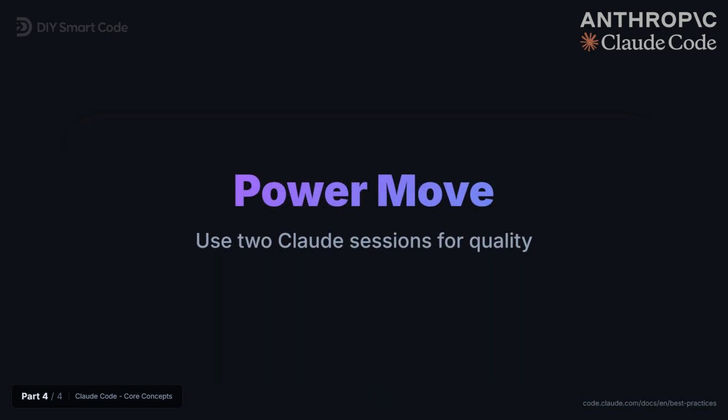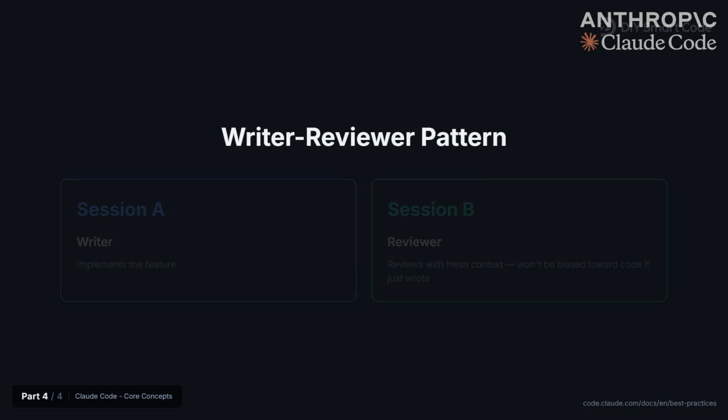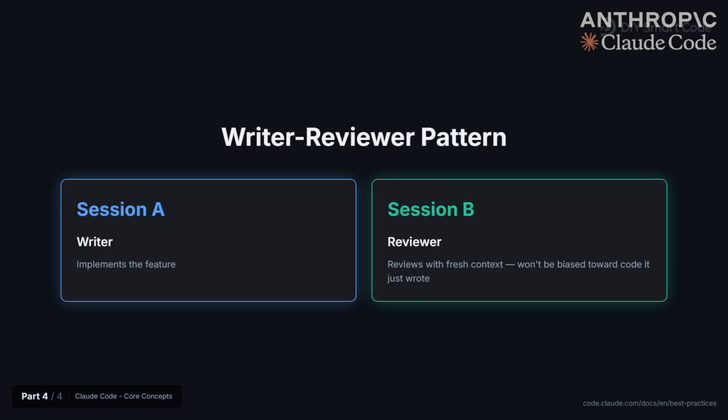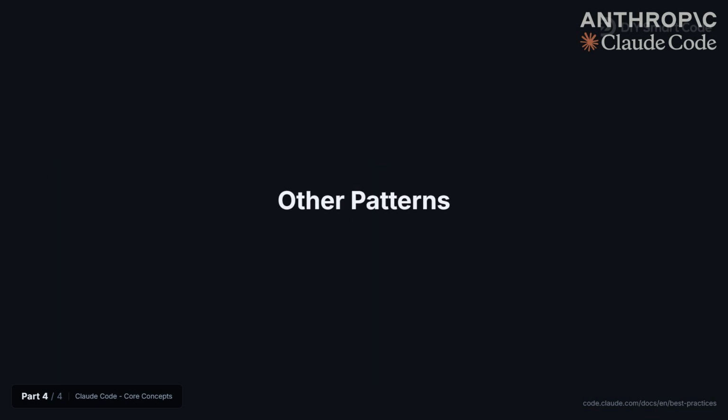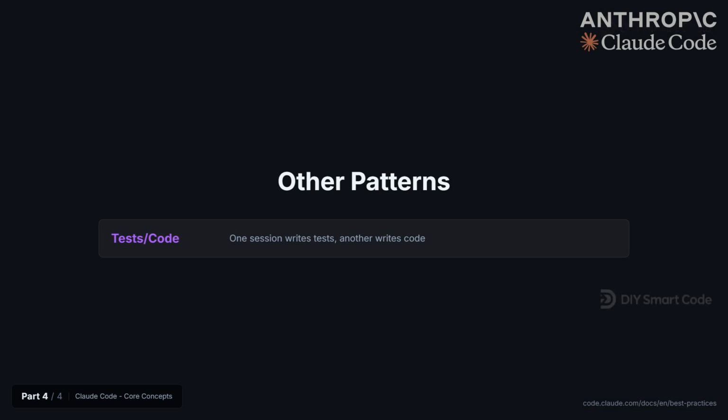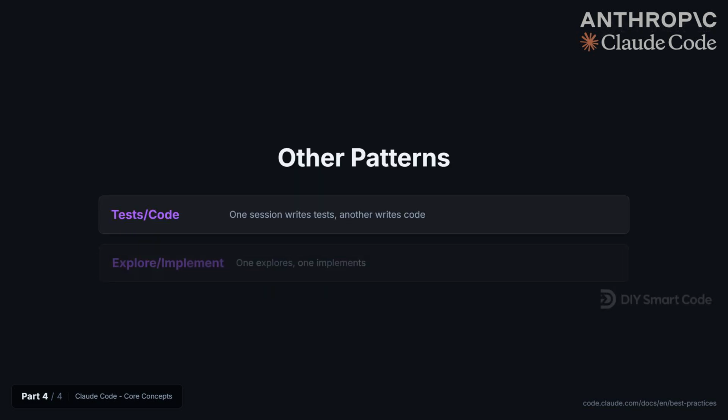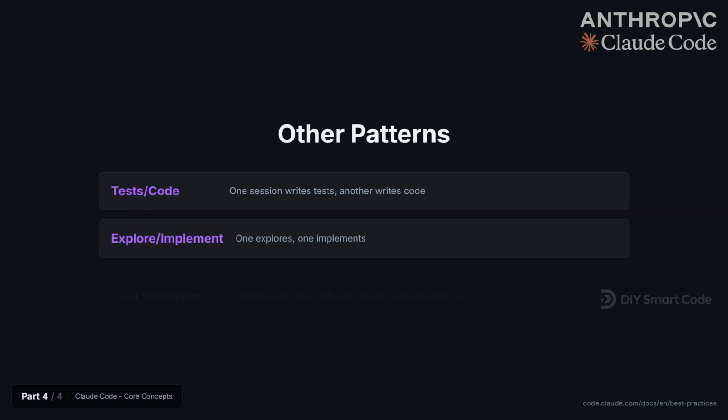Here's a power move. Use 2 Claude sessions for quality. The writer-reviewer pattern. Session A implements the feature. Session B reviews it with fresh context. The reviewer won't be biased toward code it just wrote. Other patterns: 1 session writes tests, another writes code to pass them. 1 explores, 1 implements. Git worktrees keep each session fully isolated.